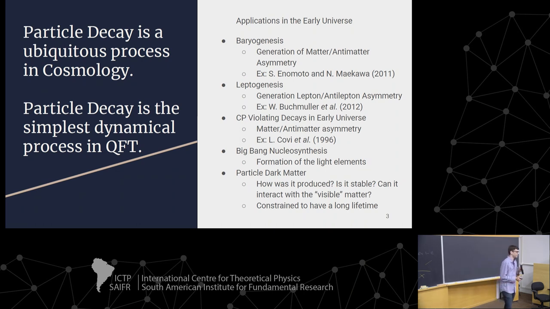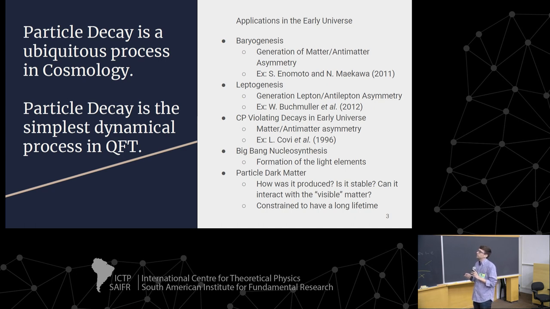In a group like this, particle decay doesn't really need to be motivated. We've already seen from many of the talks today that decay processes show up all the time in cosmology, whether it be baryogenesis, leptogenesis, CP violating decays. Obviously in BBN, the lifetime of the neutron is extremely important. And for particle dark matter, there are models in which it has decay properties, right? It's constrained to have a very long lifetime at the very least. But also, sort of cynically, particle decay is the simplest process you can do in QFT, right? It's the first thing you learn how to calculate in an introductory quantum field theory course.